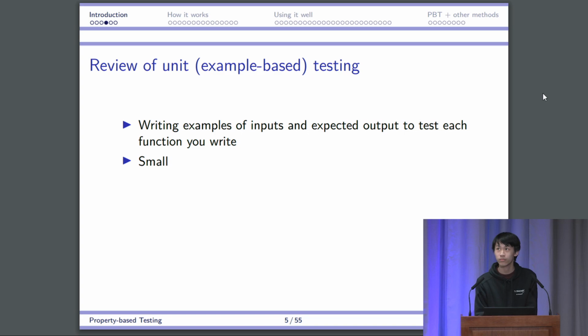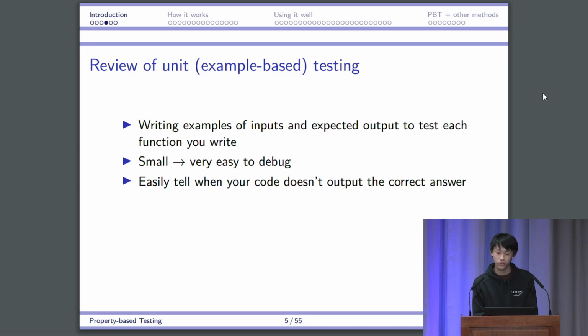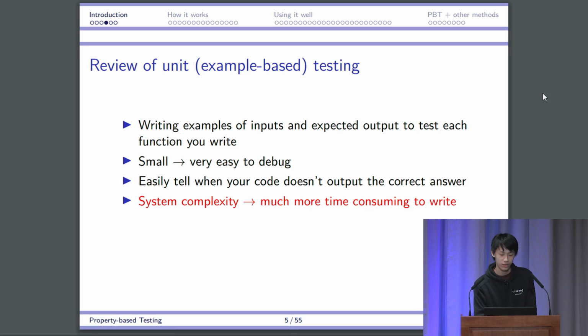And that's good because most of the time, the unit tests you write are small, right? Which means they're easy to debug if something goes wrong. You can also easily tell when your code doesn't output the correct answer, right? Because you have your input and your output, and if your code doesn't produce the correct output, then you know it's wrong. However, as system complexity increases, unit tests become much more time-consuming to write.